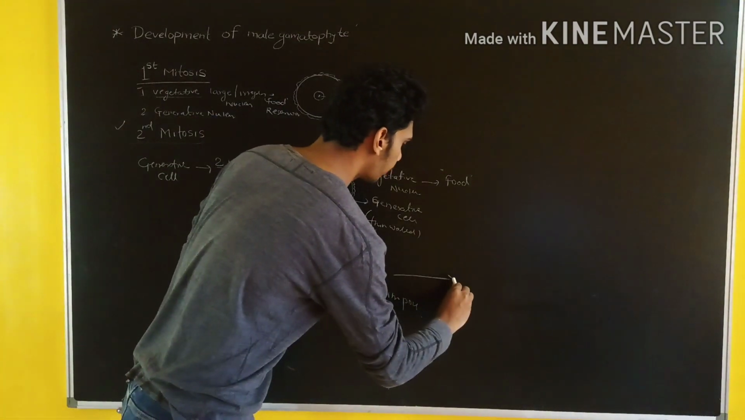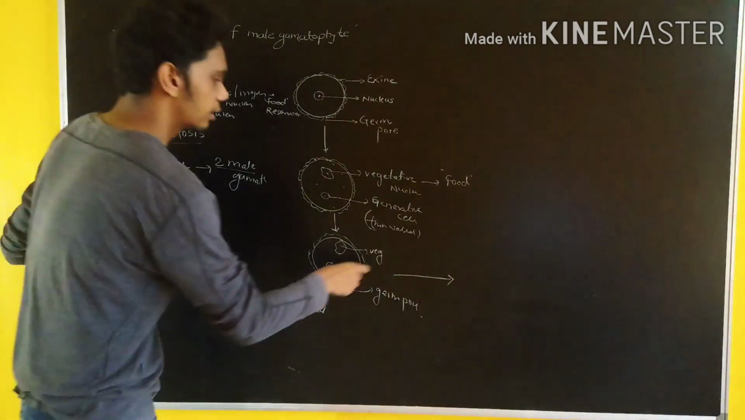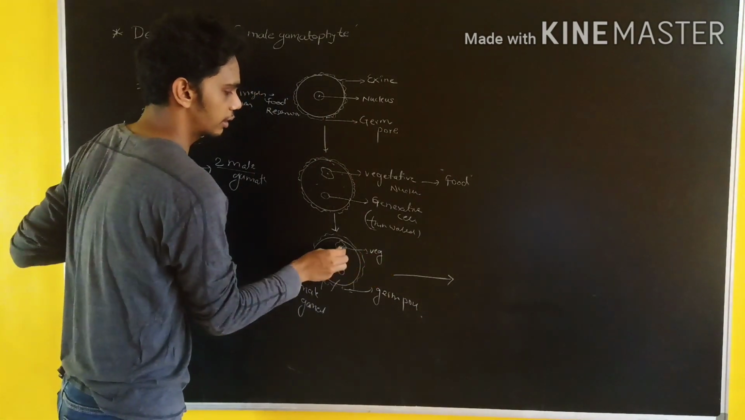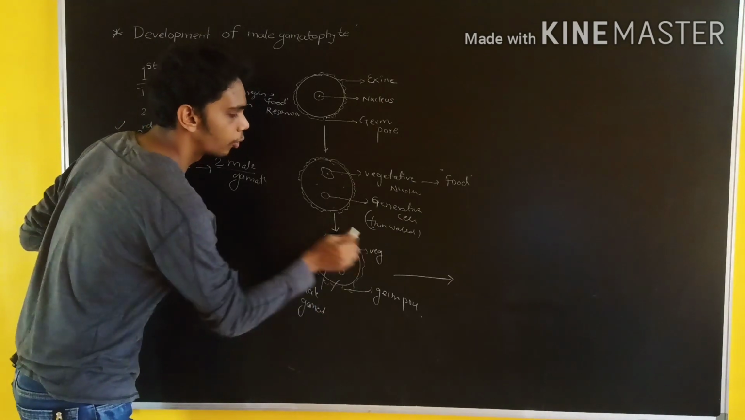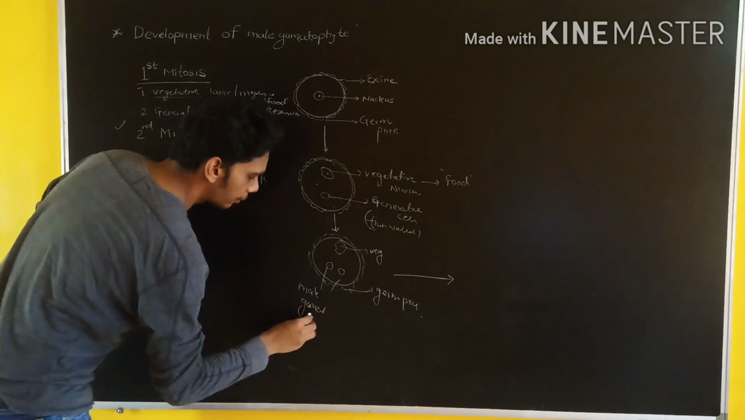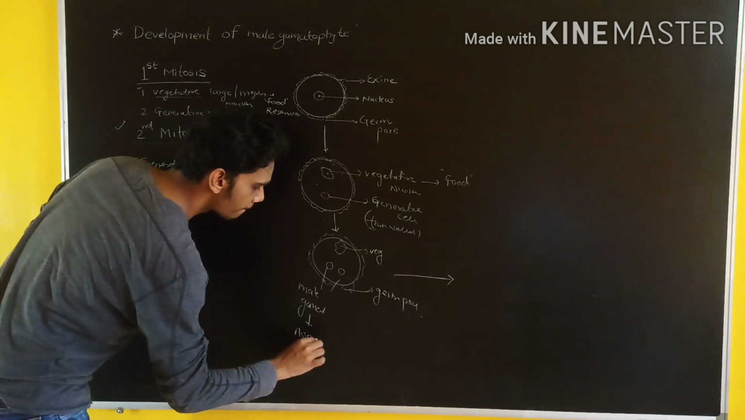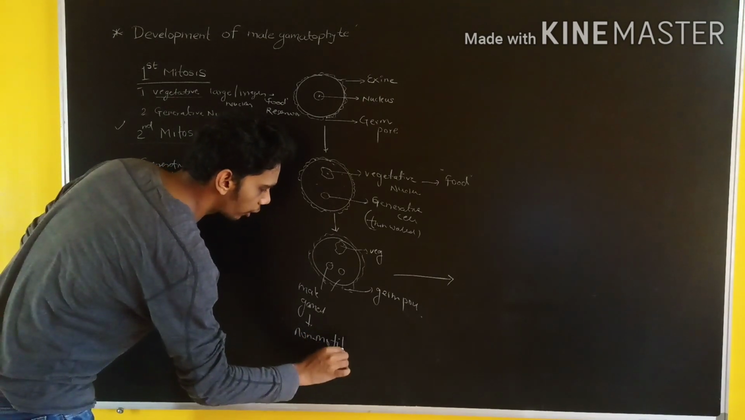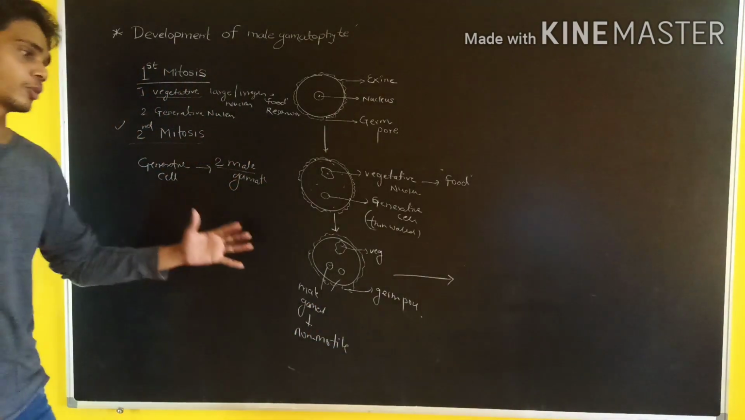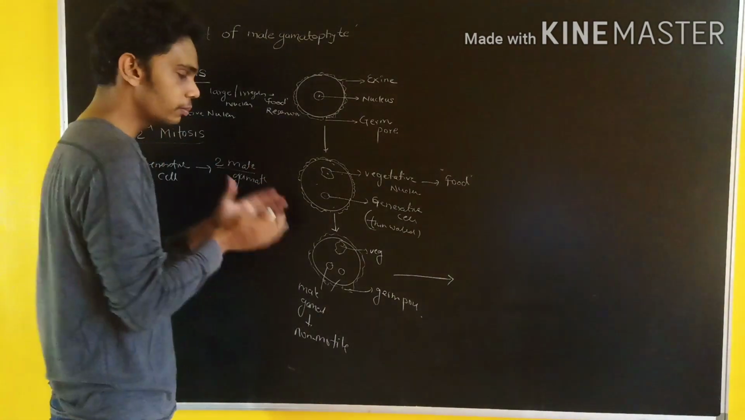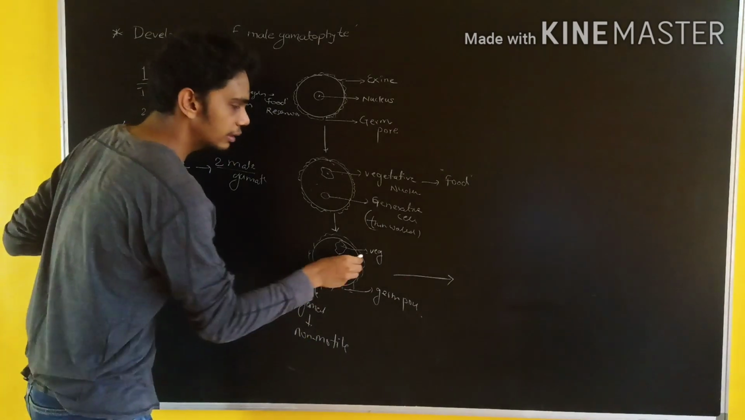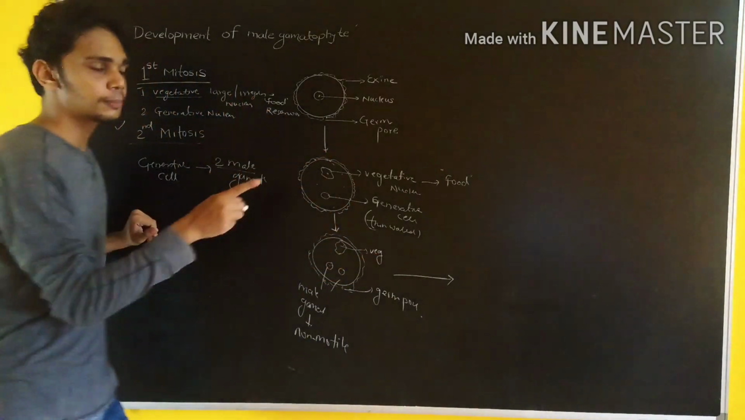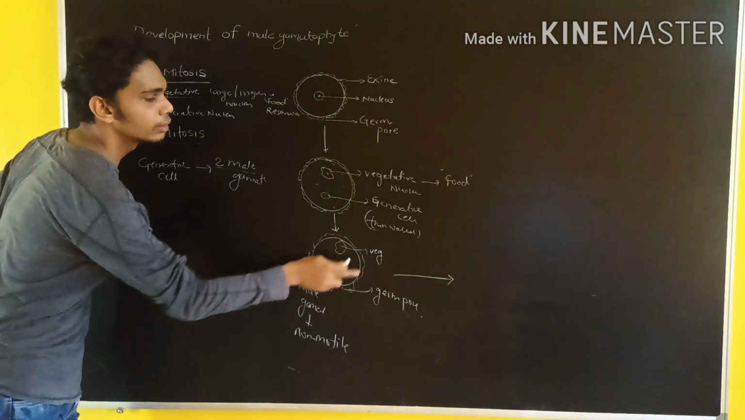Now the further development takes place here. See, the vegetative nucleus, which is here, acts as the nucleus of the whole big cell. These two male gametes are non-motile. Okay, so what is the point here? These male gametes have to be transferred from this pollen grain towards the female gametophyte. So this vegetative nucleus plays an important role in this.